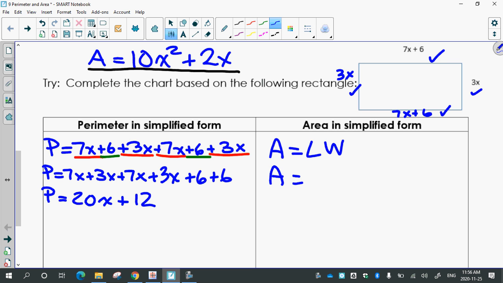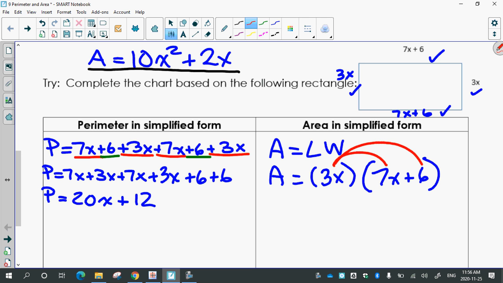Some people did this one first because it's stuck in their head. We're going to pick our length to be our one term, because we learned how to multiply one term by more than one term. So our width is going to be our more than one term. And then we're going to do the distributive property to expand our brackets. If we multiply 3x by 7x, we get 21x squared. And if we multiply 3x by 6, we get 18x.